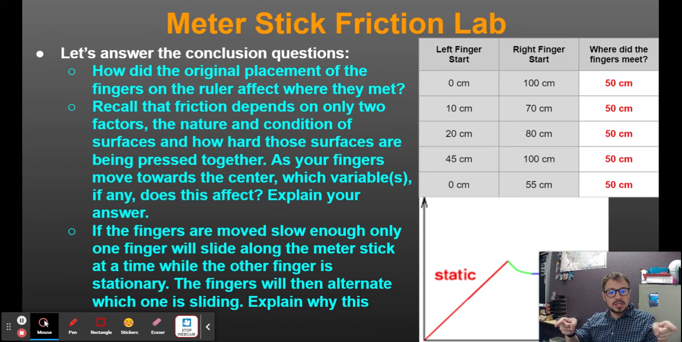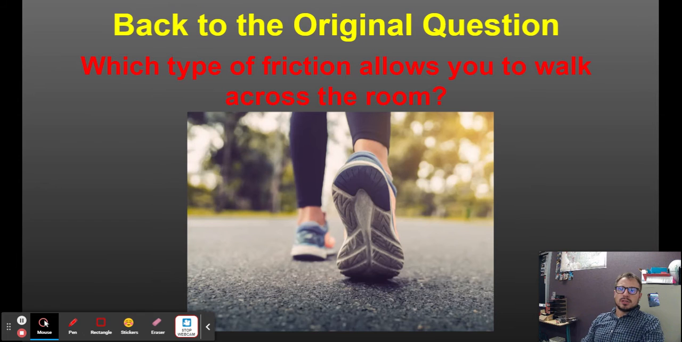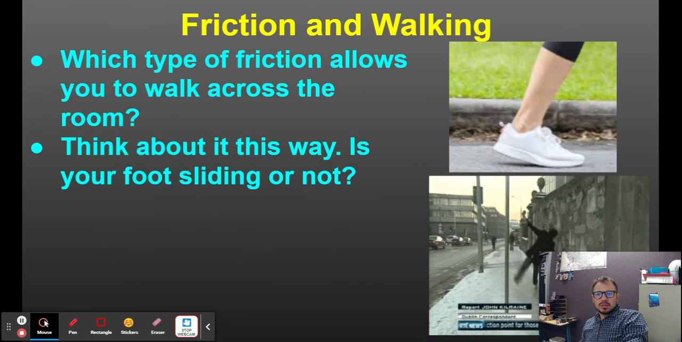Now, once that kinetic friction gets larger than that max amount of static friction, that stationary one, they'll switch, and it'll go back and forth until your fingers meet in the center. So now let's ask this question. What type of friction allows you to walk across the room?